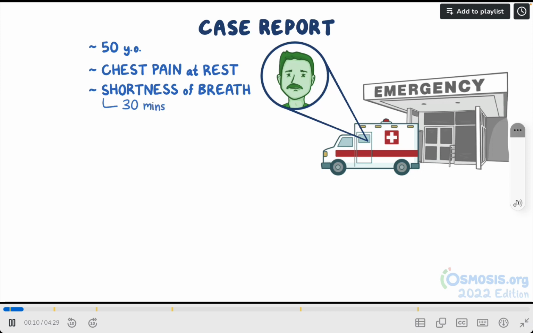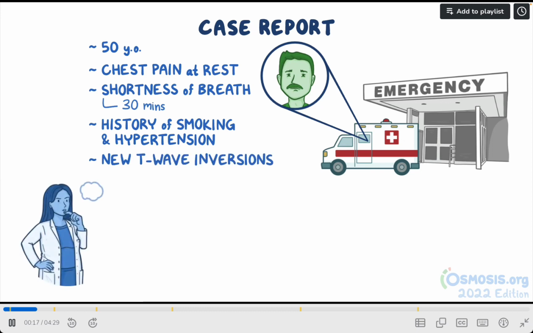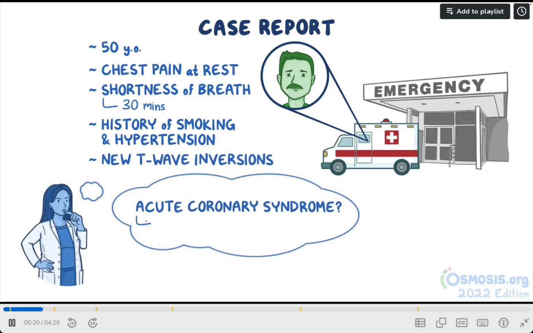30 minutes. His medical history is significant for smoking and hypertension. An ECG reveals new T-wave inversions. The healthcare provider suspects acute coronary syndrome and orders a troponin level to be drawn.